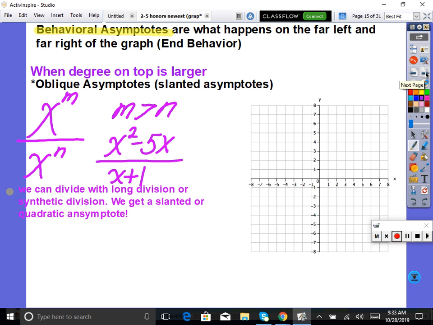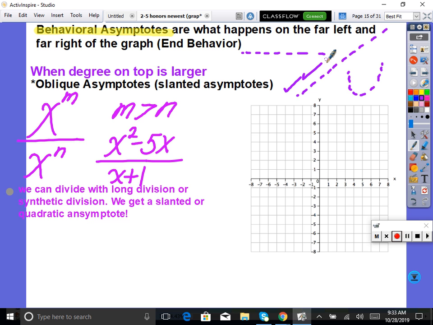Okay, now one more thing. When the degree on top is larger than the degree on bottom, it actually can be divided. Like we can physically divide that type. That's going to create no longer a horizontal asymptote. It will not be horizontal, but instead it's going to be a slanted asymptote or a quadratic looking asymptote. So that does happen. If the degree on top is larger than the degree on bottom, it will divide out to be, it's called oblique. Oblique asymptotes are slanted asymptotes. This is what we're going to see most often, slanted rather than quadratic.